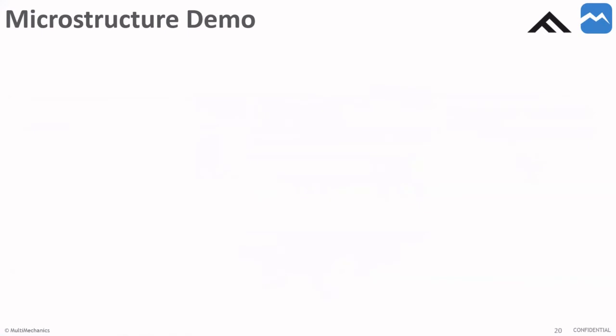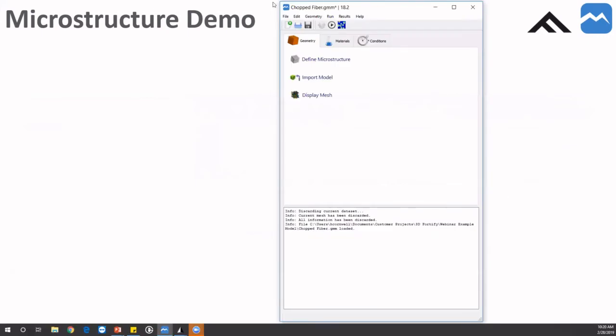So let's do a little demonstration. Here is the MultiMech graphic user interface. Like I said, we have geometry, materials, and conditions here. Start off in the geometry. You have the option to import models. So if you have a microstructure that you want to use, go ahead and import it. We can import different RVEs, and you can assign the materials accordingly.